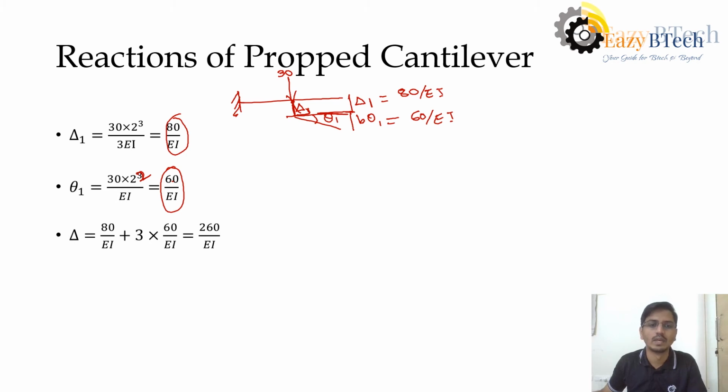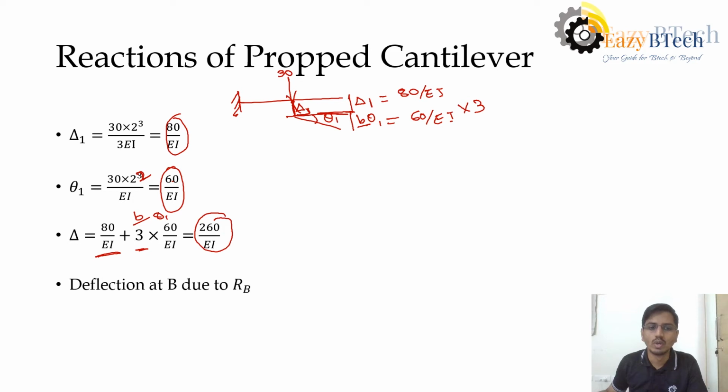Okay, now I need to get the delta here. So here it is not B theta 1, this is only theta 1. For B, in a sense, we need to multiply by 3. When we add these two, that is what we are doing here: 80 by EA, 3 is nothing but my B distance, 60 by EA is nothing but theta 1. So substituting this, the delta which we are getting is 260 by EA.